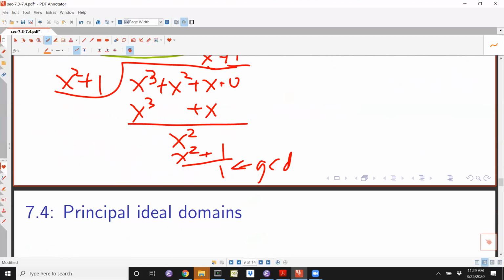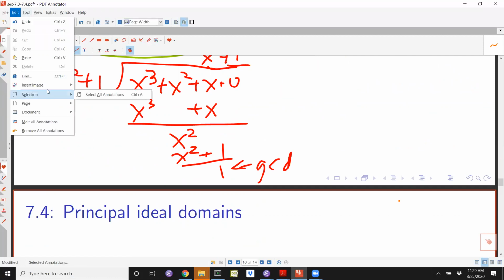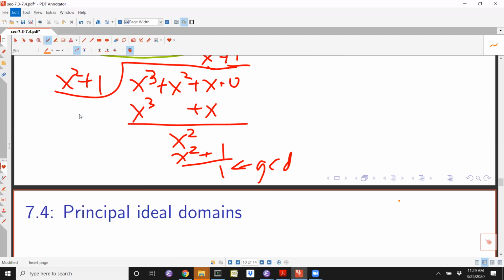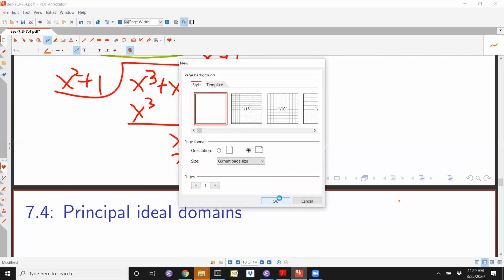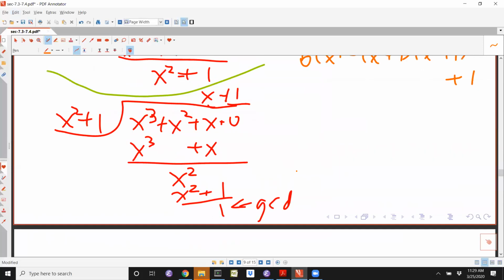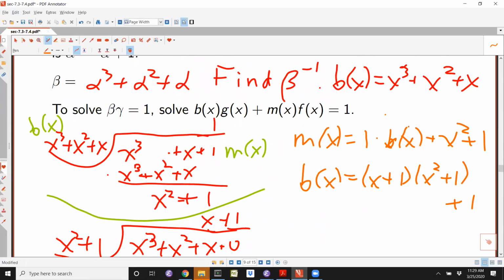Oh yeah, I will need a new page here. Edit page, insert page. There we go. Okay, so I'm going to again rewrite these two.